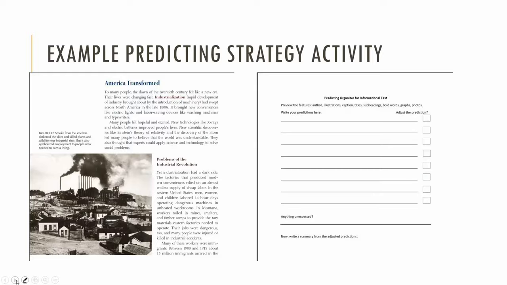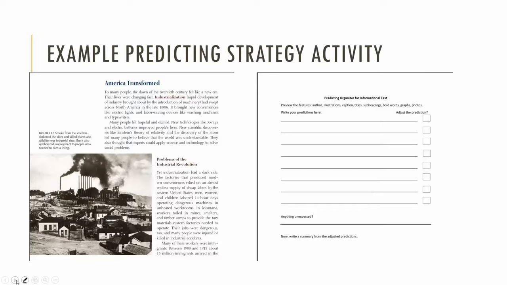model this with them, maybe doing it in whole group at first, and then maybe doing it in partner work and small group, sort of giving them that responsibility, but definitely modeling it in a whole group setting at first. But have them preview the features of the text. That might be the author, the illustrations, captions, titles, subheadings, bolded words, graphs, photos, that kind of thing.